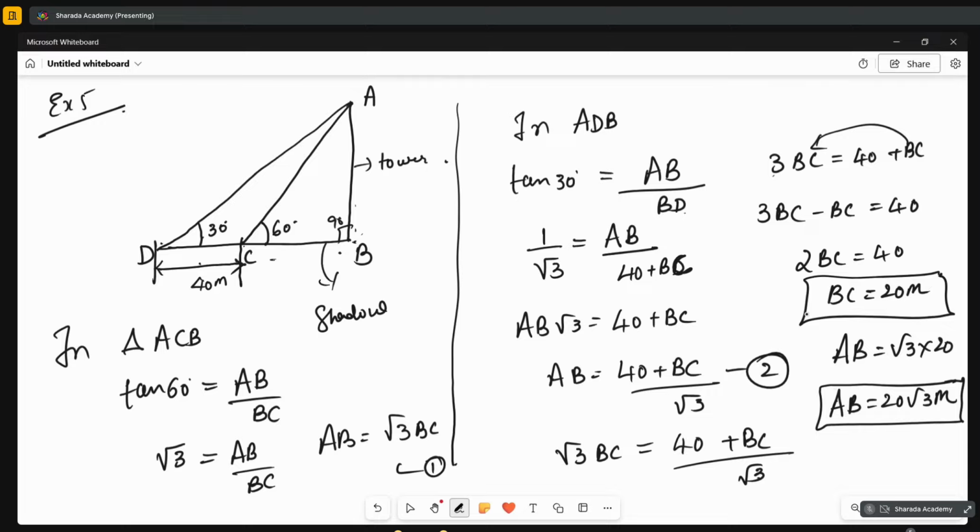The height of the tower is 20√3 meters, and the length of the shadow at 60 degree is 20 meters. All this you write. Okay, it will be a 5 mark question, no? Like that, the conclusion part. Ma'am, this is like 3 mark, no? Whatever it may be, 3 or 5, write it down.